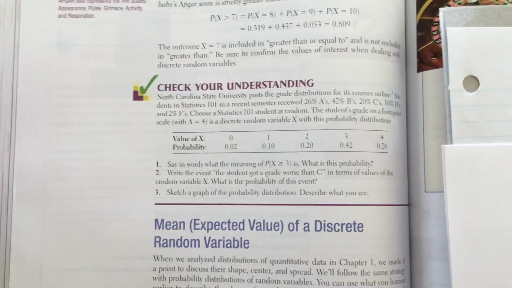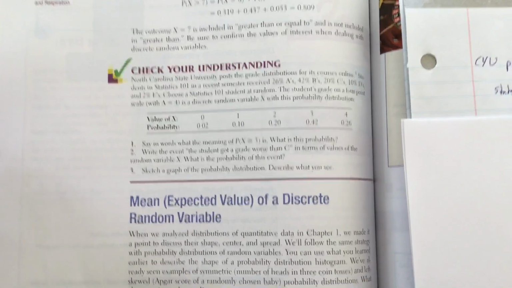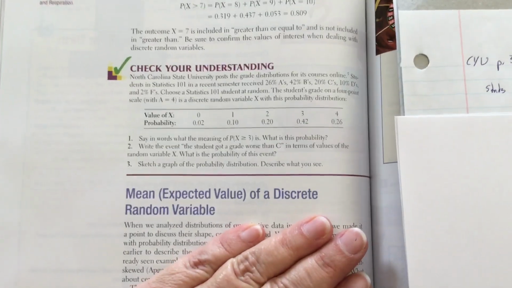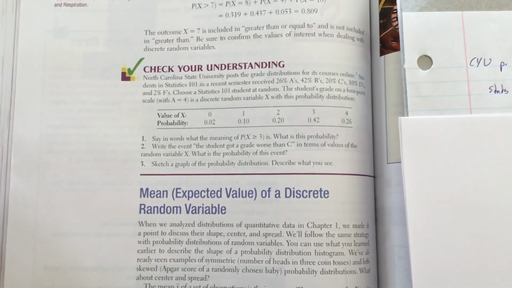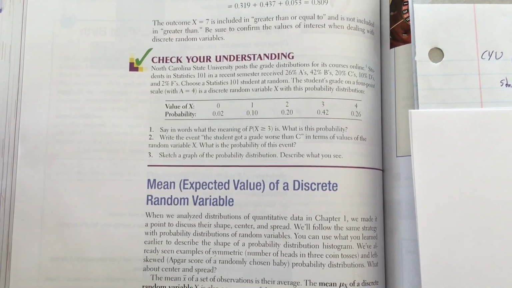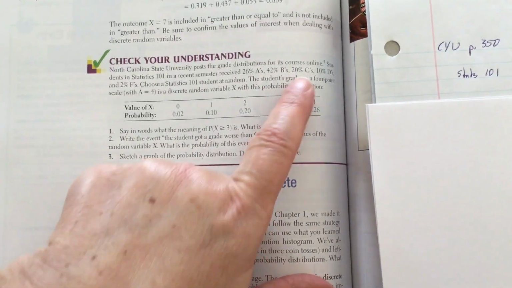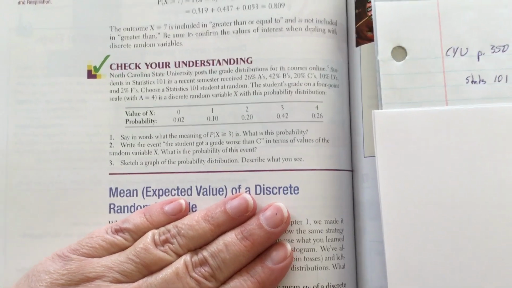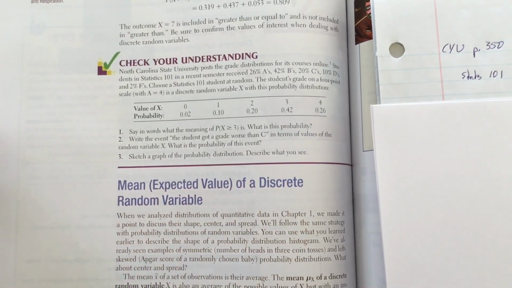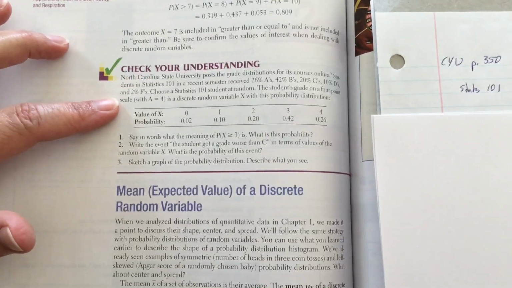Okay, guys, we're going to do the Check Your Understanding on page 350. North Carolina State University posts the grade distribution for its courses online. Students in Statistics 101 in a recent semester received 26% A's, 42% B's, 20% C's, 10% D's, and 2% F's. Therefore, we have the corresponding probabilities that a randomly selected student would get a corresponding grade. Choose a Stats 101 student at random. The student's grade on a 4-point scale is a discrete random variable with the probability distribution.